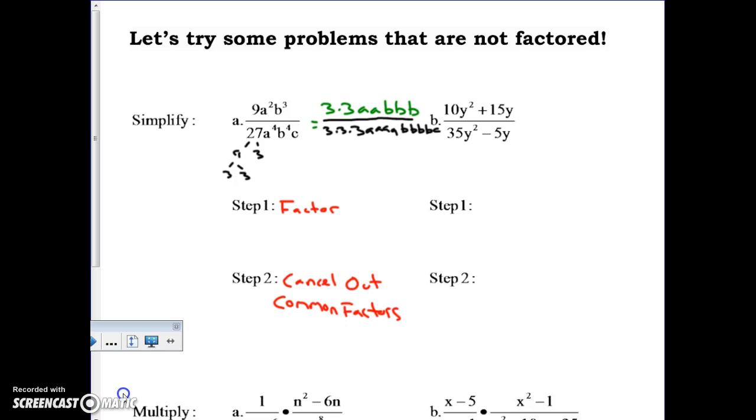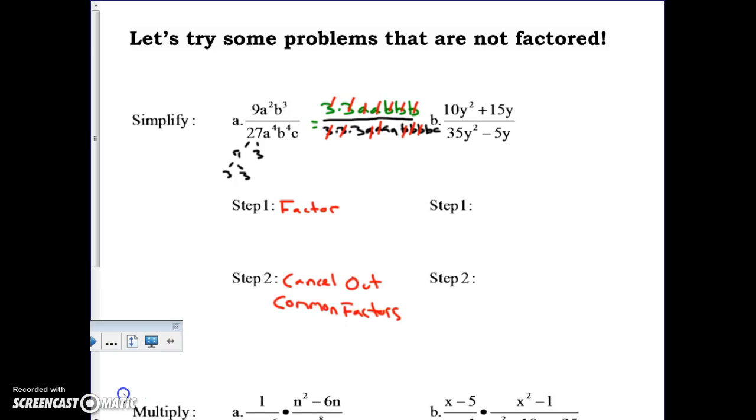So let's cancel out our common factors now. Okay? It's going to get easy. The more you practice, the better you'll get. These 3's here will cancel out. This 3 and this 3 will cancel out. An a here and an a here. An a here and an a here. You have a b here, a b here, a b here, and a b here, and a b here, and a b here. Let's put it back together now and get our answer.